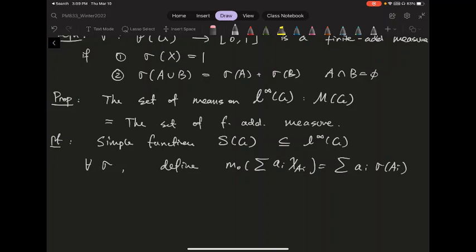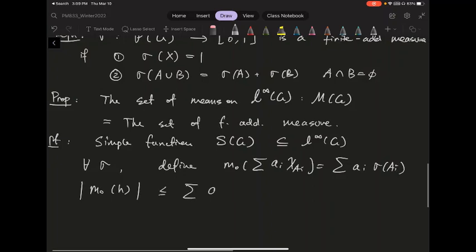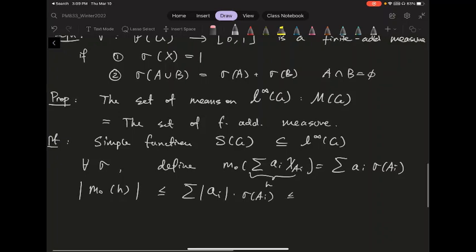It's clearly linear. Everything is clearly linear. And for this M0, if you think about every function, let's say h, if you consider its absolute value, it's going to be less than or equal to the summation of the absolute value of these a_i times the sigma of A_i. Well, each of these a_i is less than or equal to the sup norm of h, and then you sum up all the sigma of A_i. And h is a finite sum, so this is i from 1 to n. It's always a finite sum for simple functions.